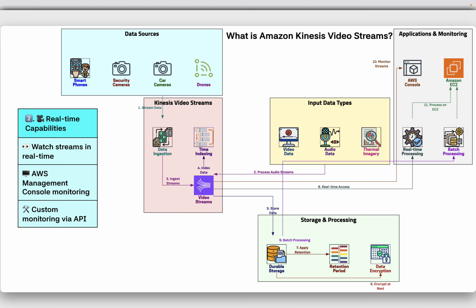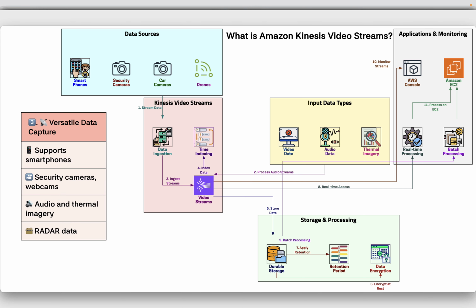You can use Kinesis Video Streams to watch your video streams in real time as they are received in the cloud. You can either monitor your live streams in the AWS Management Console or develop your own monitoring application that uses the Kinesis Video Streams API library to display live video.